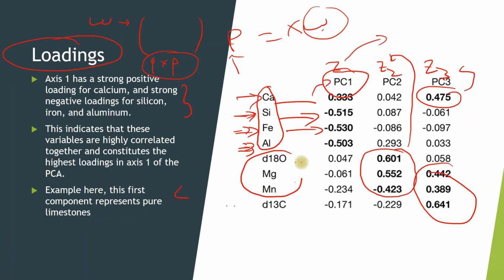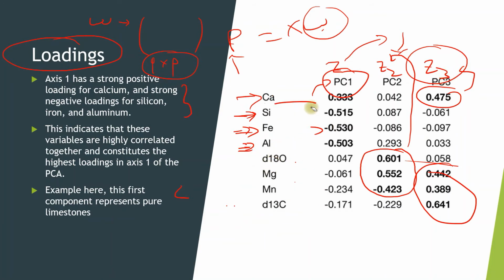These other variables here have high loading on the second component, and the other variables here, magnesium, etc., have high loadings on the third component. In other words, if you are in the chemistry world, you will understand this better. Maybe they represent something. Like in this case, the first principal component seems to represent something that we call pure limestone, because pure limestone contains these different elements.